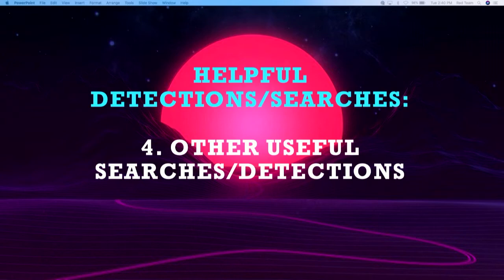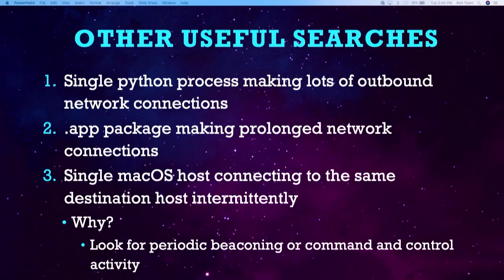Next, I'll pivot to a couple other ideas for useful detections, and then we'll move on to post-infection analysis. One, a single parent Python process making lots of outbound network connections. Again, host-based logs: you see one Python, just one PID, and over time it just keeps connecting out. That would be interesting. An app package making prolonged network connections. Again, host-based visibility. Network-based visibility, a single macOS host connecting out at a beaconing frequency, like every 30 seconds or every minute or so, to a similar destination host or port. Those would be useful as well.